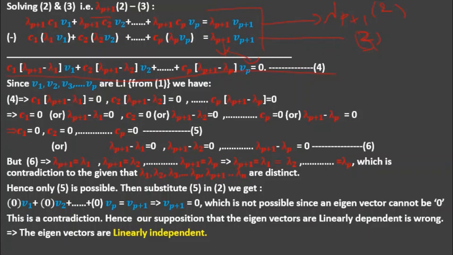So in these two, if you observe this first term and this first term here, let me take another color. Yeah, now it will be clear. So in these two, what is common? Lambda p plus 1 c1 v1, c1 lambda 1 v1. So we have c1 v1 common. If you take c1 and v1 common here, what will be remaining? Lambda p plus 1 minus lambda 1.